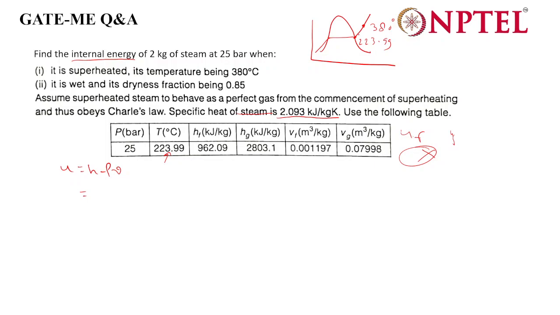Yes, sir. So Hg, what is the Hg? This one, 2803.1, plus P. It is in bar, so you have to keep the units in mind. Okay, bar we will convert, multiply by 100, then it will become kilopascal. Then multiply by meter cube, then it will be in kilojoule.